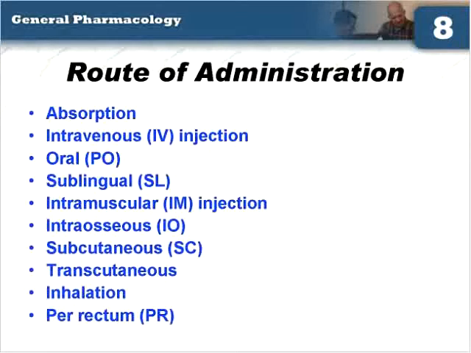Routes of administration, okay? You have absorption, IV, intravenous injection, PO, which is oral, SL, sublingual, IM, intramuscular injection, IO, or intraosseous, subcutaneous, transcutaneous, which is through the skin, inhalation, or per rectum, PR, okay?